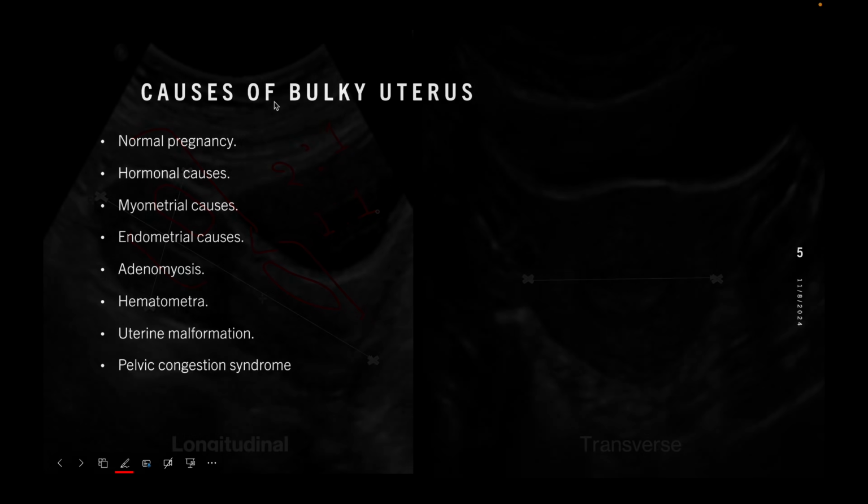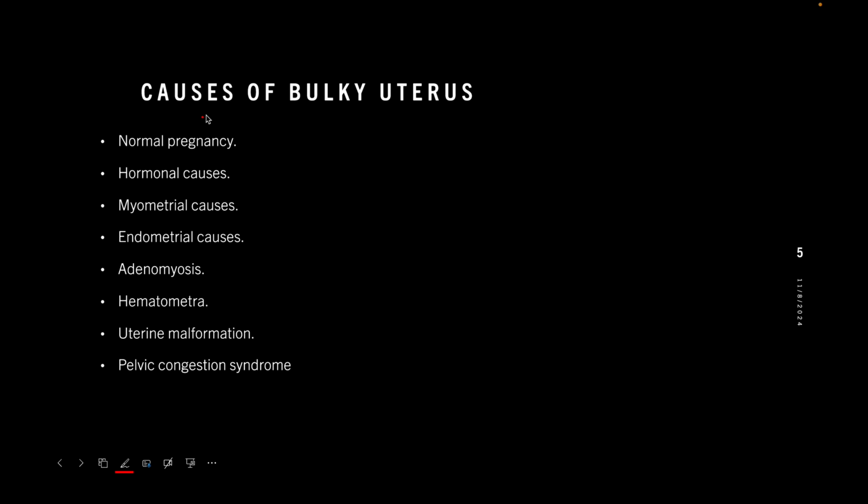There are various causes of uterine enlargement. One of the most common causes of uterine enlargement is normal intrauterine pregnancy. Molar pregnancy or postpartum uterus can be larger than usual. Hormonal causes like exogenous hormones can cause a bulky uterus. Myometrial and endometrial tumors also can lead to an enlarged uterus. Diffuse adenomyosis, uterine adenomyomas, hematometra, uterine malformations and pelvic congestion syndromes, all of these can lead to an enlarged uterus.